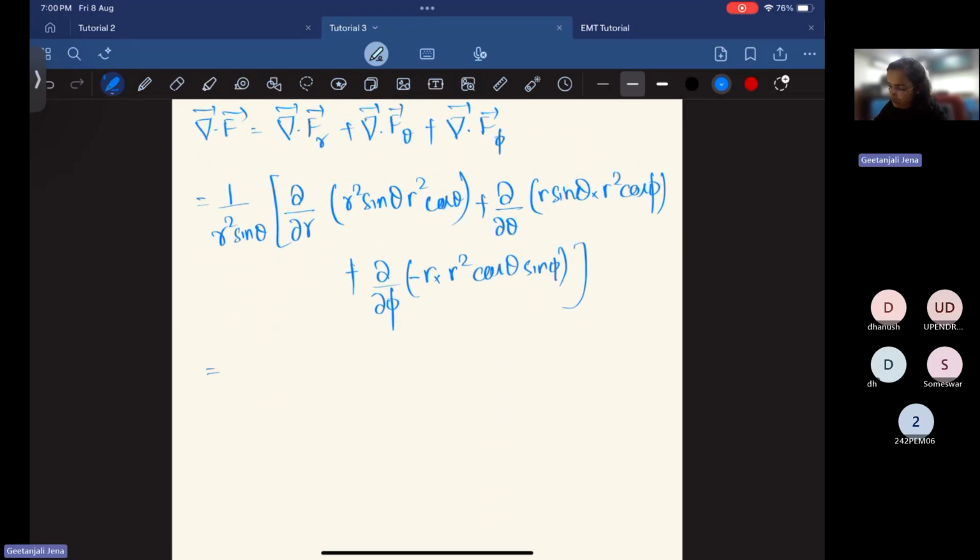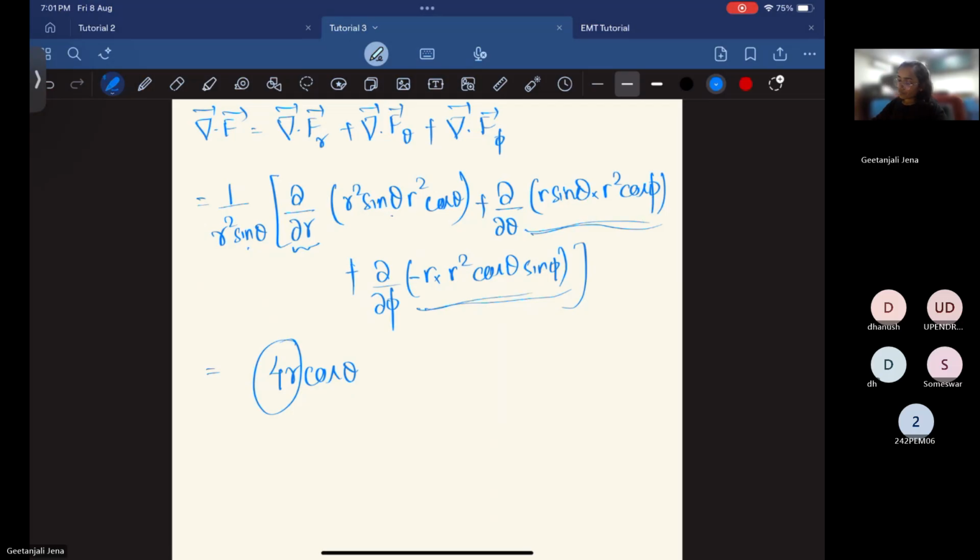Okay, so now just solve it. I'm just writing the final answer that we'll get. So this will give 4r cos theta. You can see it here also for del r. This sine theta will cancel, and r times r cubed will give 4r cubed. So that is why 4r cos theta is there. And this will cancel with theta, will cancel with phi. So you have 4r cos theta.